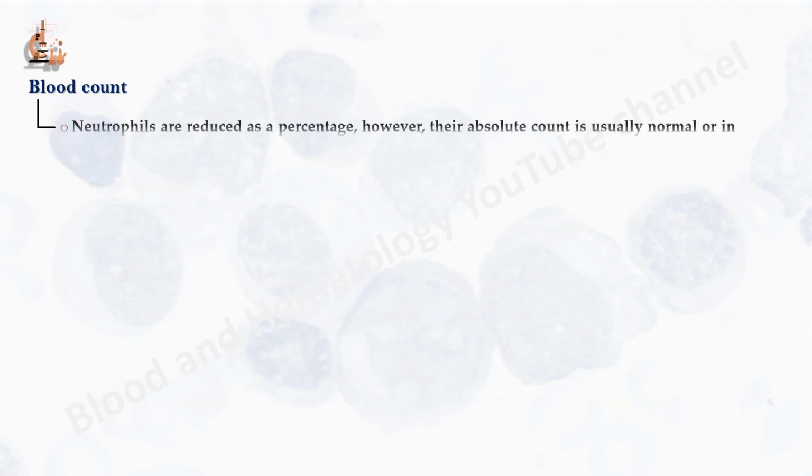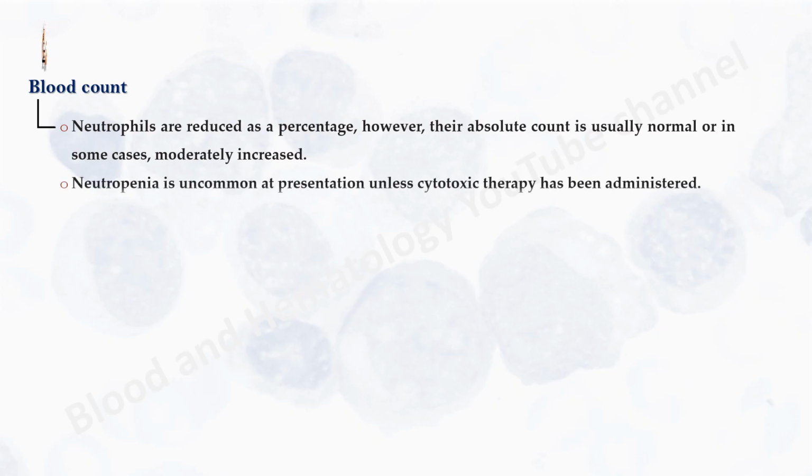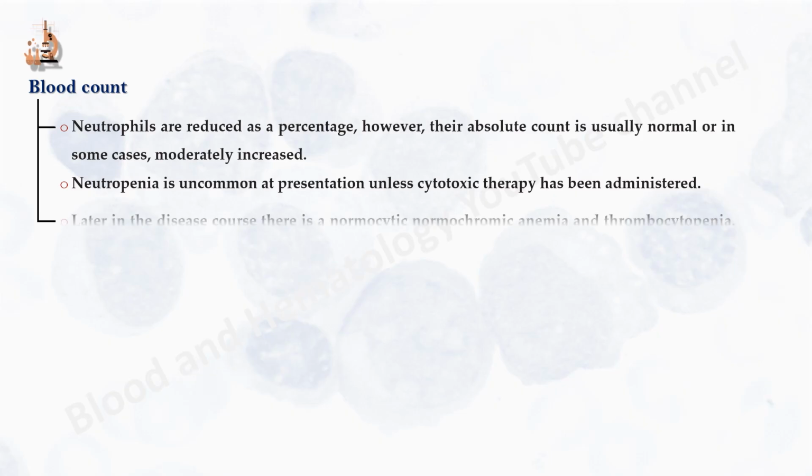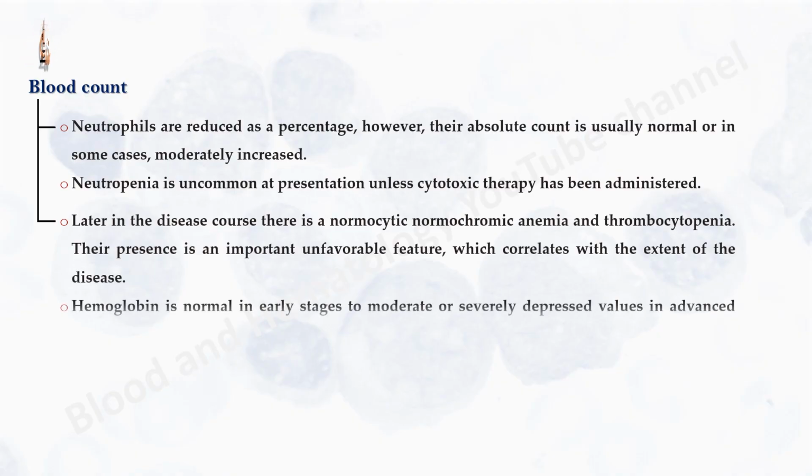Neutrophils are reduced as a percentage, however, their absolute count is usually normal, or in some cases moderately increased. Neutropenia is uncommon at presentation unless cytotoxic therapy has been administered. Later in the disease course there is a normocytic normochromic anemia and thrombocytopenia. Their presence is an important unfavorable feature which correlates with the extent of the disease. Hemoglobin ranges from normal in early stages to moderately or severely depressed values in advanced CLL.